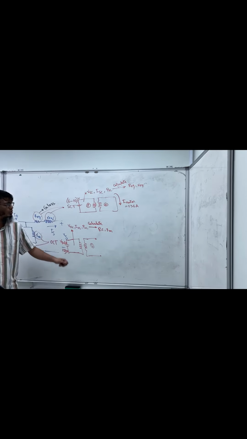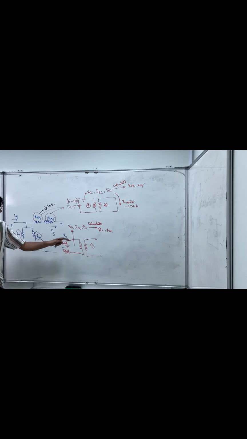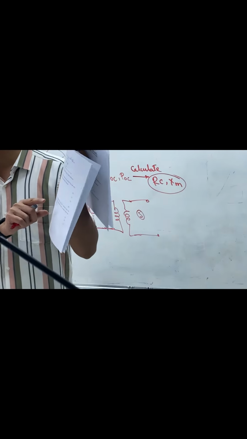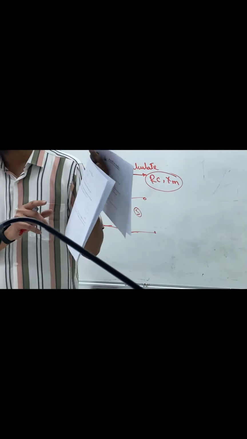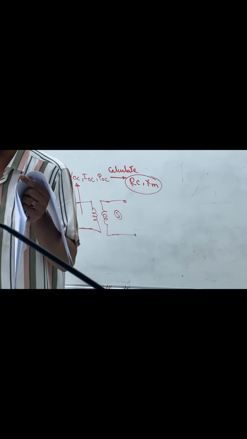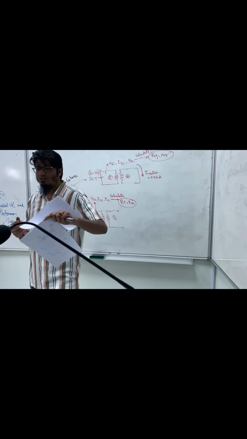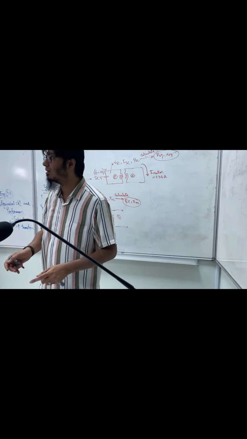Now how do you calculate this R? You will calculate it by formula actually. In the lab manual, on the first page, or second page in fact, all these formulas are given to you. If you look carefully, equations number 1 to 4 will give you RC and XM. Equations number 5, 6, 7 will give you R equivalent and X equivalent. So these equations you have to use while writing the report.